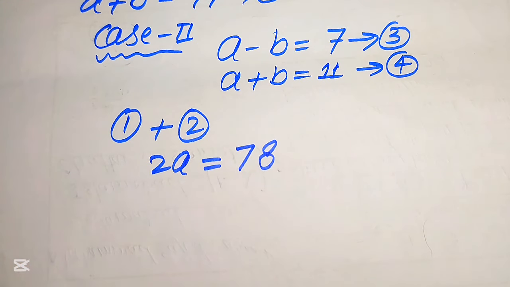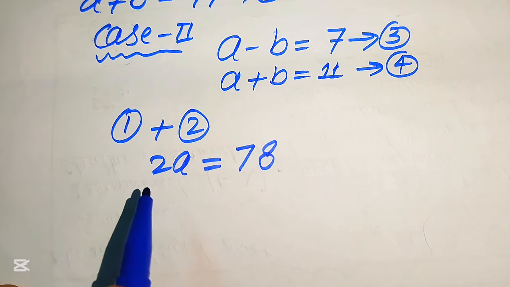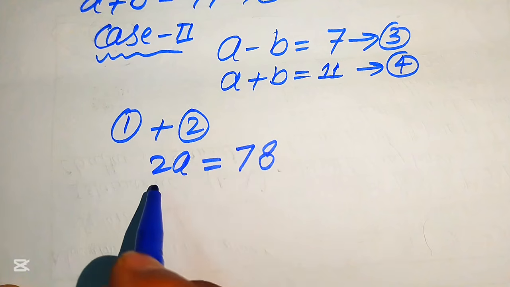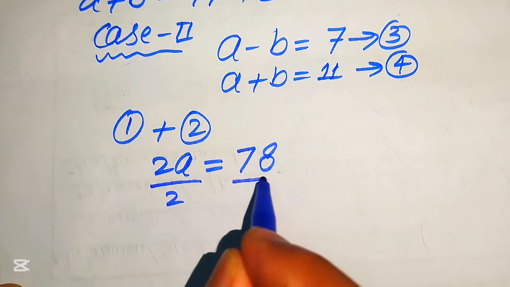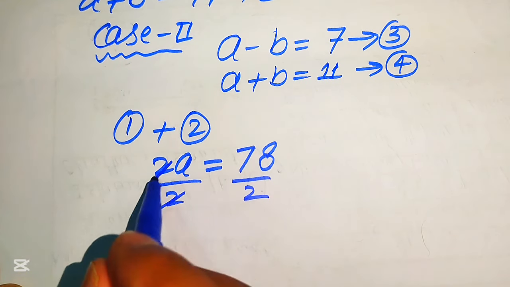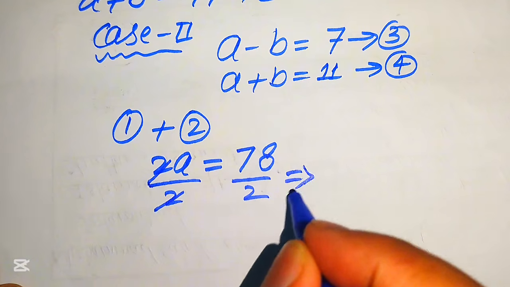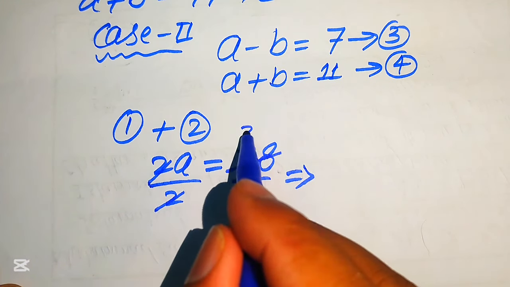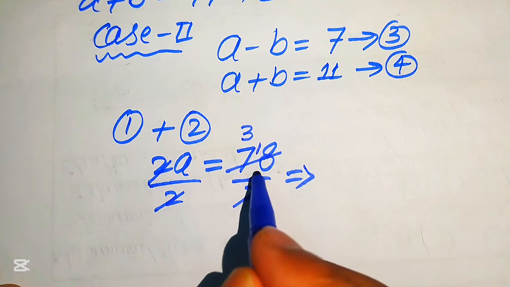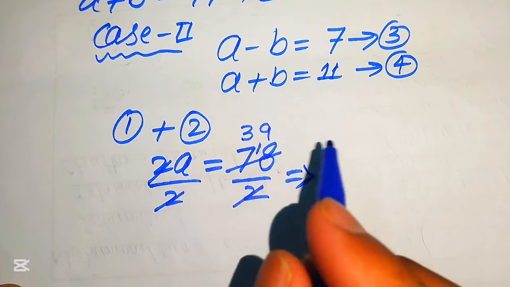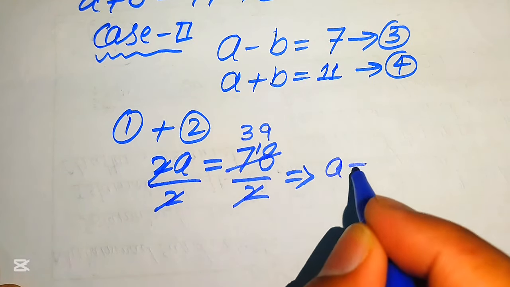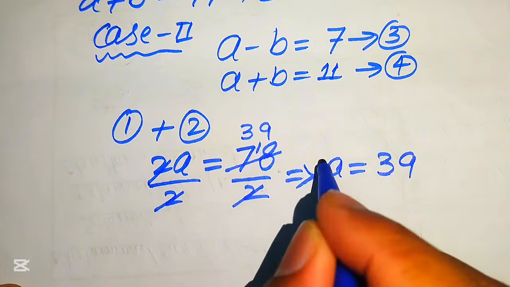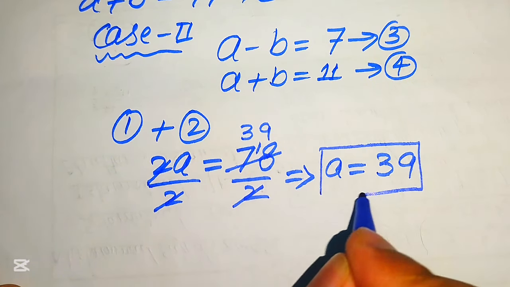Because we are solving this problem for the values of a and b only, from here we get the value of a. Now we need to divide both sides by 2. These 2s cancel out, and on the right hand side, 2 times 3 becomes 6, and we carry 1, and 2 nines are 18. So here we obtain a equals 39.